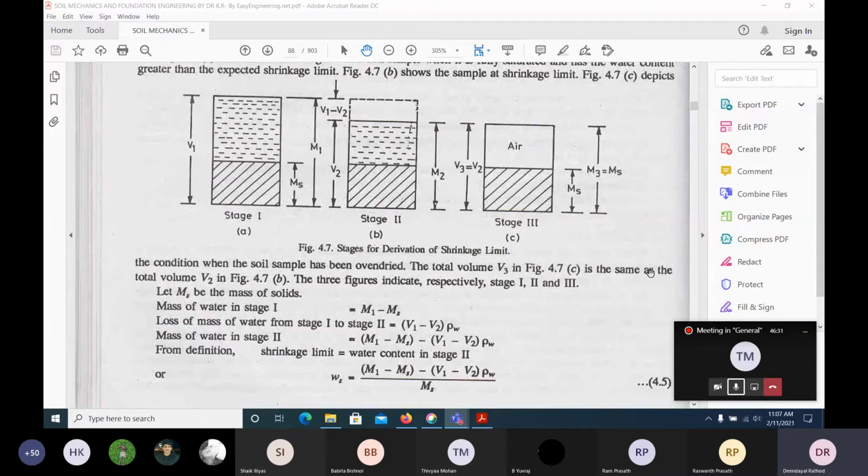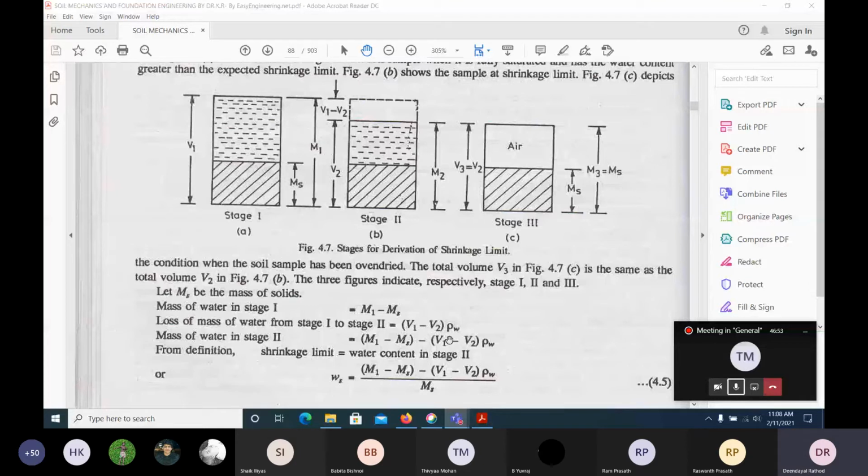What is the mass of water in the second stage? M1 minus MS, look at that. M1 minus MS minus the loss of water. That is, minus (V1 minus V2) times the density of water. This will give the mass of water in stage 2.